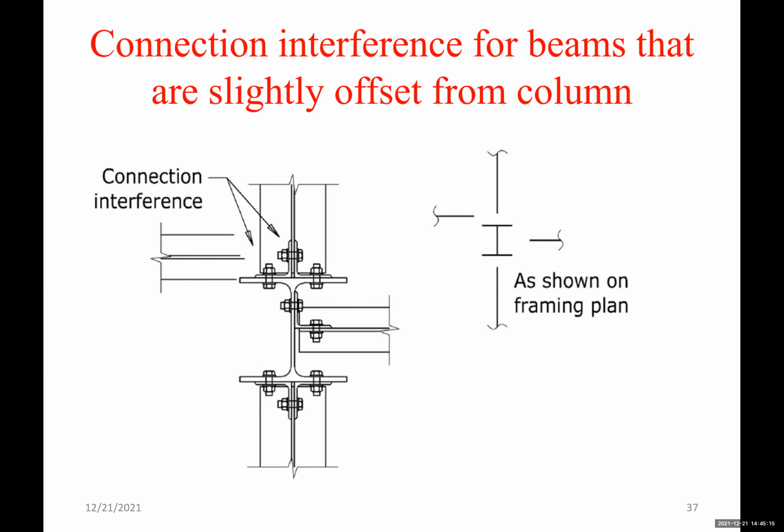Connection interference for beams that are slightly offset from the column. So we have to be careful about that. Again, when we have lines like on the right, it's shown as a line, which may not show an issue, but in reality we will have connection interference. So we have this column that's coming from the top with a connection, and then the beam that's coming from the top has a connection, and then this beam that's coming from the left has another connection. So we will have connection interference here. So we need to avoid that.